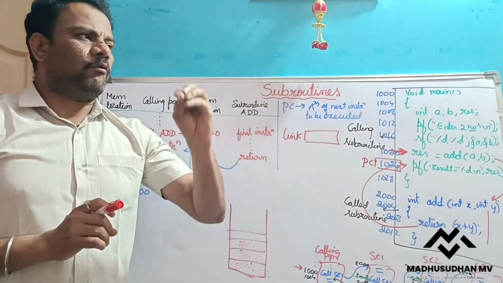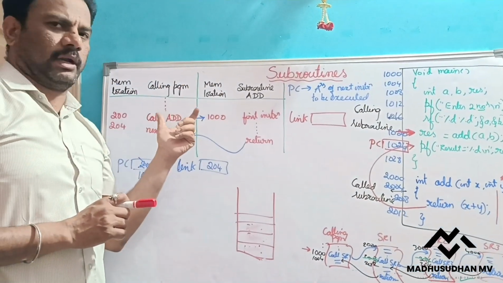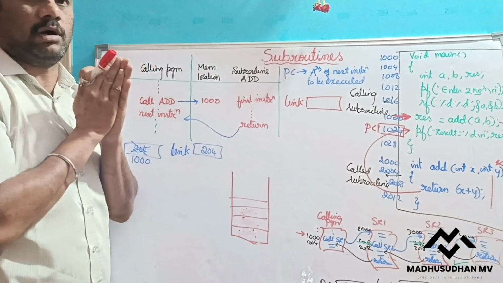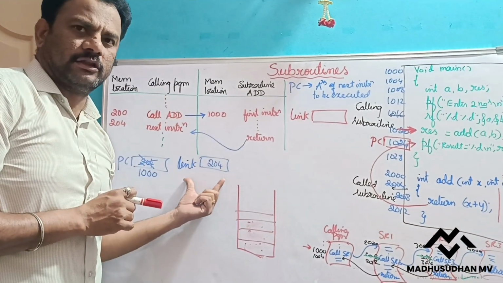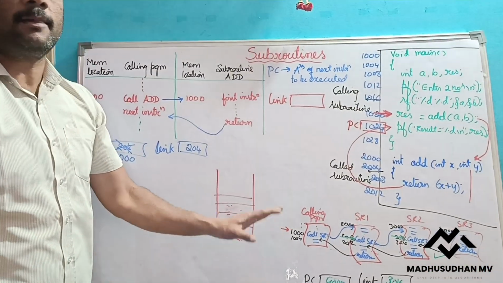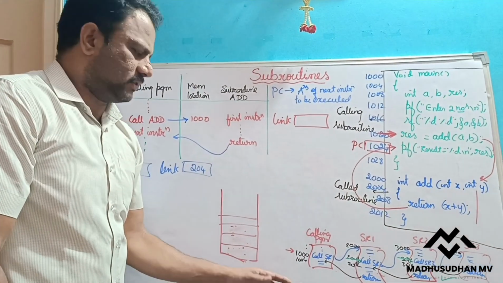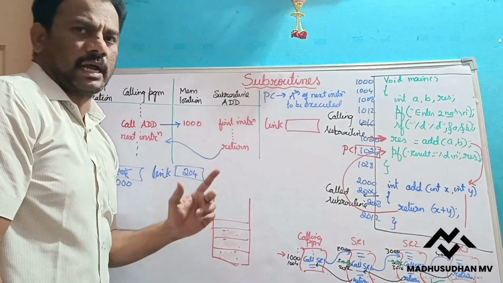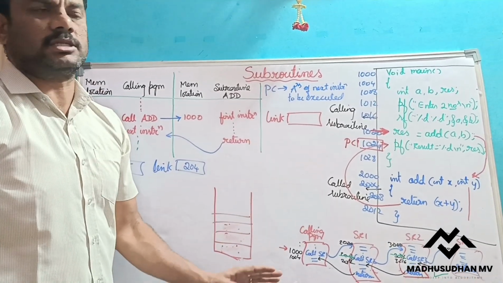So the summary is, when we have only two subroutines, that is, a caller and only one call, at that time we go for the link register. If you have nested subroutines, we store the return addresses in the stack. Okay. This is what nested subroutines are.